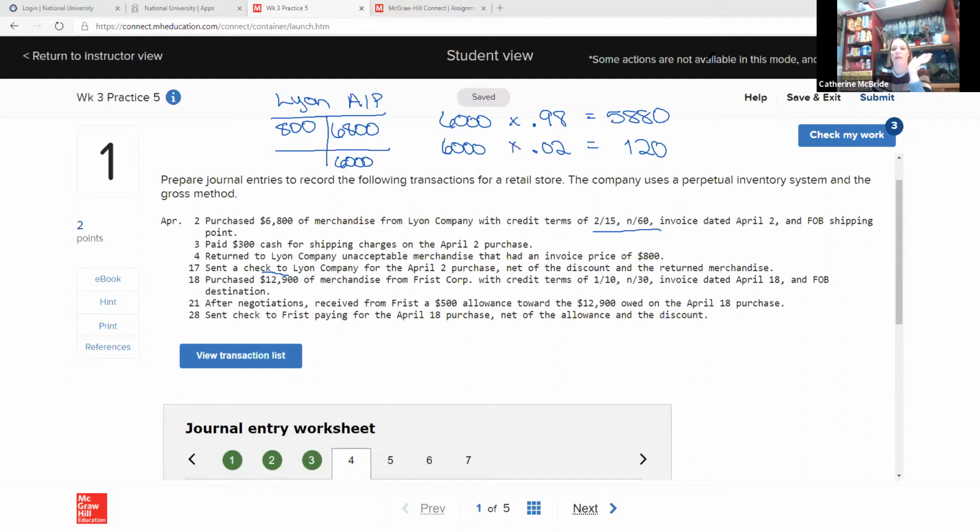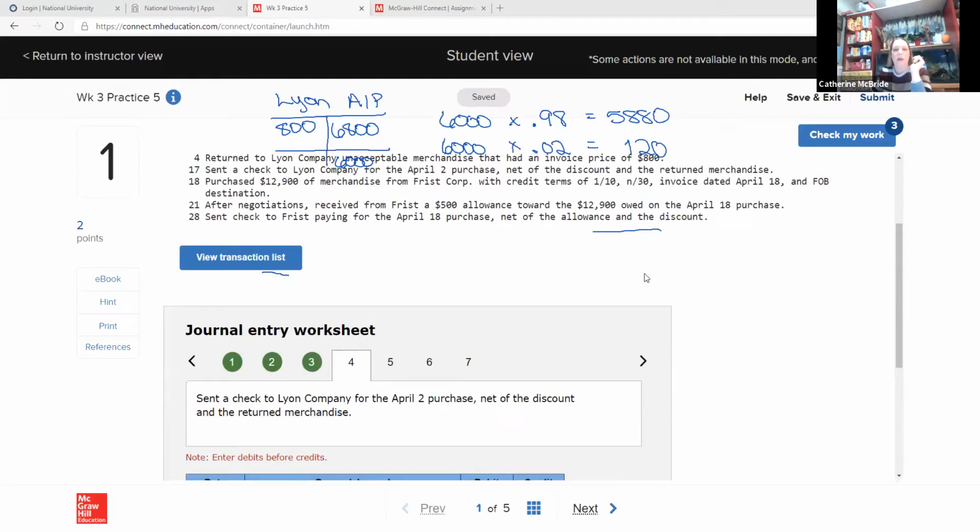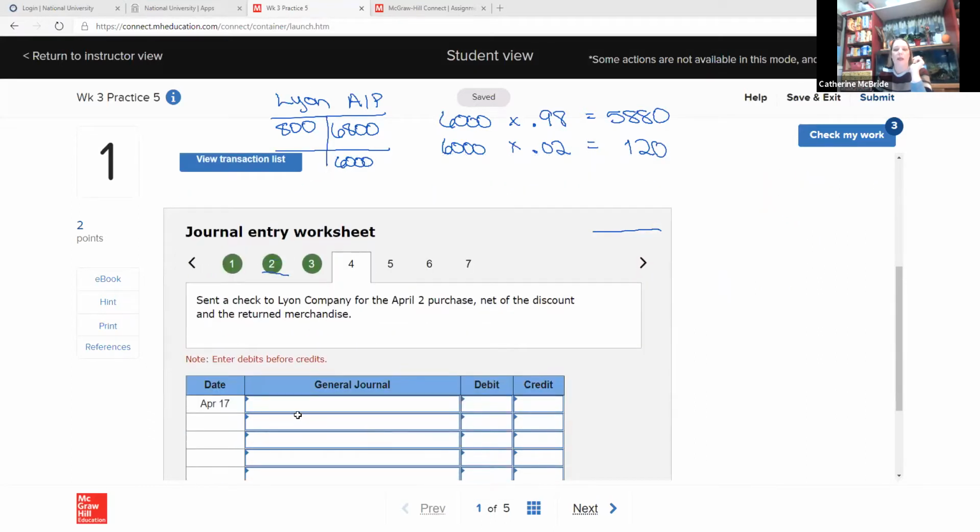So let's piece this together. The first thing I know is that I'm sending them a check. So I'm going to pay cash, right? So I know I have to credit cash. I'm going to reduce cash. We know I'm going to write them a check for $5,880.